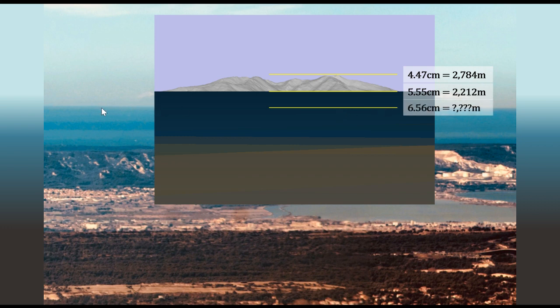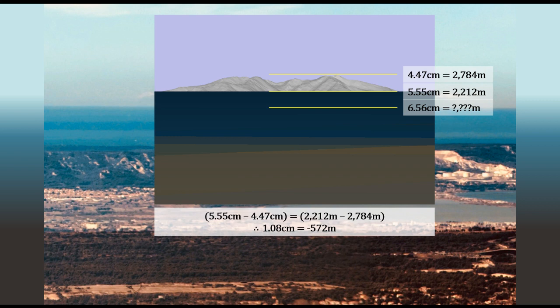This line is the horizon in the actual image, and according to PowerPoint, it is 6.56 centimeters from the top of the image. So we want to work out at what elevation this line is and how much of Canigou is obscured. And we can do that with some pretty simple maths. So we work out what distance is there between these two lines, both in centimeters and in meters. So there is 1.08 centimeters on PowerPoint between those two lines, and that equates to the difference between the geometric horizon and the top of Canigou, which is 572 meters.